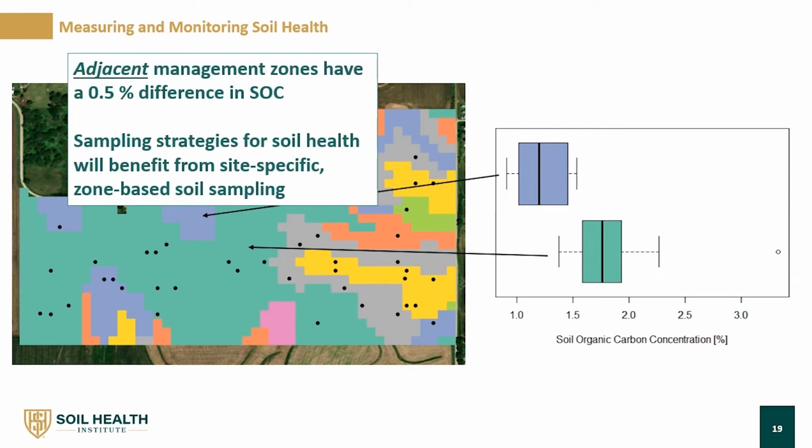So just to recap, adjacent management zones can have up to a 0.5% difference in soil organic carbon. And sampling strategies for soil health that benefit from site-specific zone management can be really valuable services to provide to clientele. That leverages, let me reiterate this, the existing precision ag tools that you're probably already adopting and using.